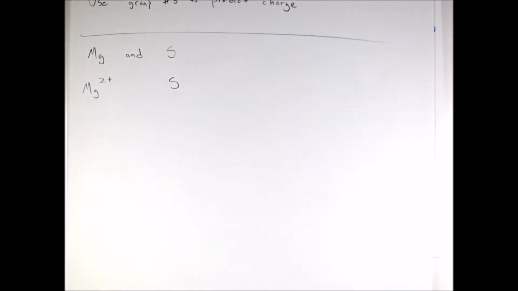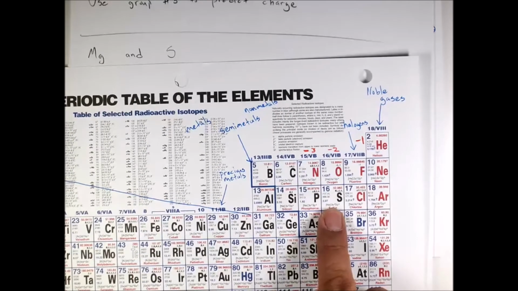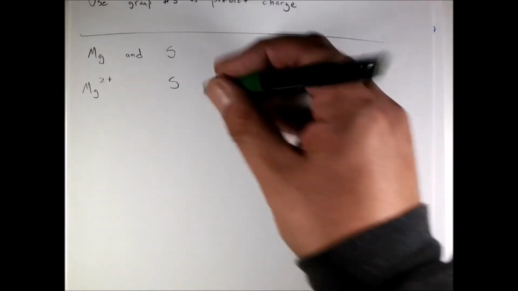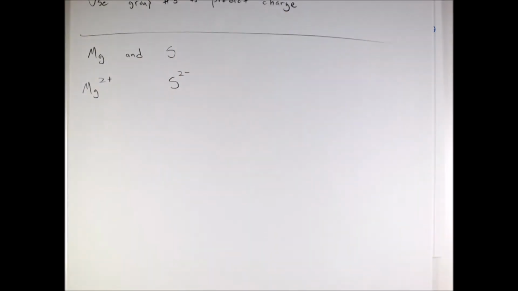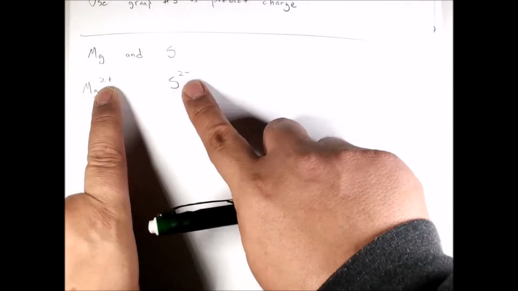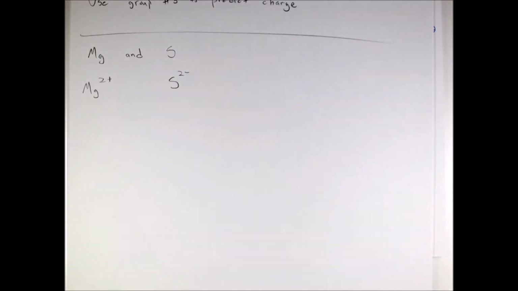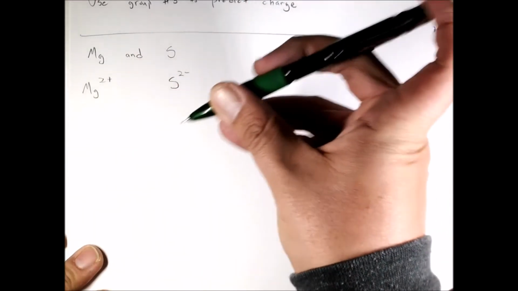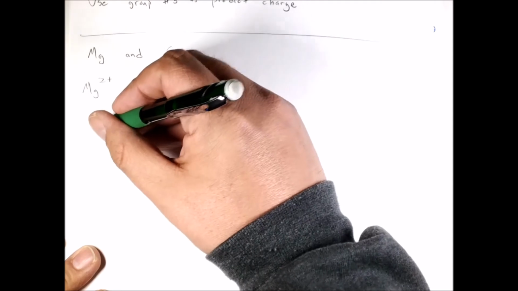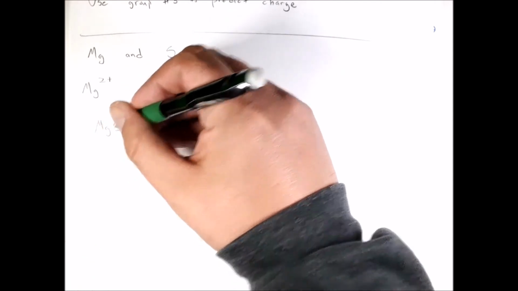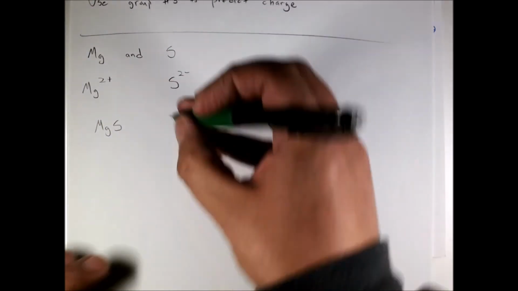And then what about the sulfur? What should the charge on sulfur be? 2-, yeah. So right here, sulfur's in that group, so we write it as 2-. If one is a +2 and one is a -2, then how many of each do we need to balance it out to be 0? Just need one of each, right? Similar to the other ones. So the way I write this formula is MgS.